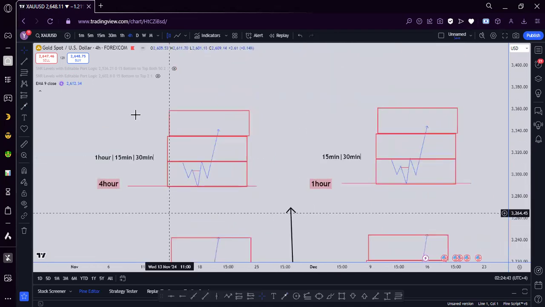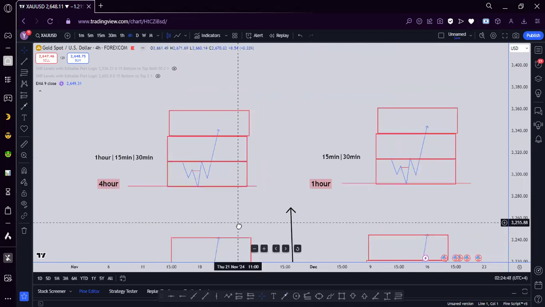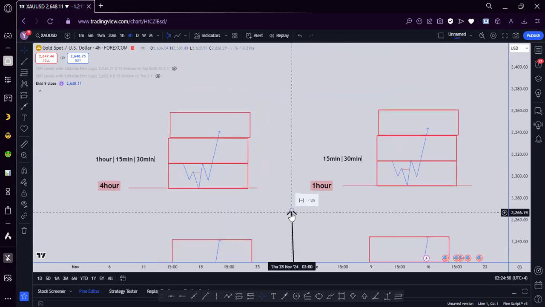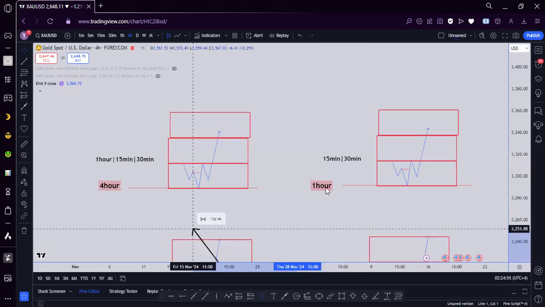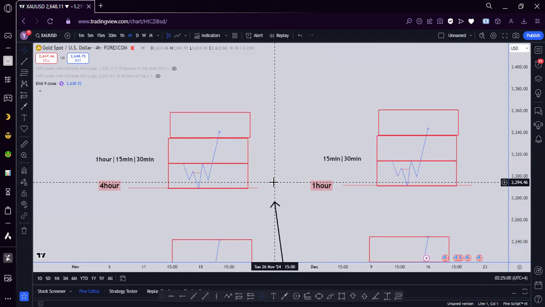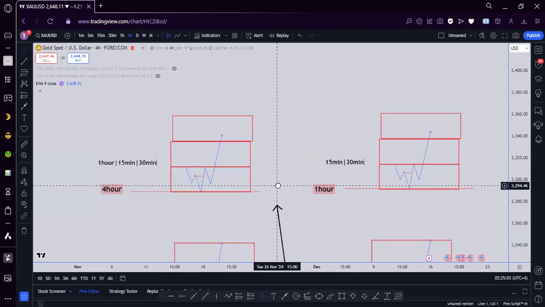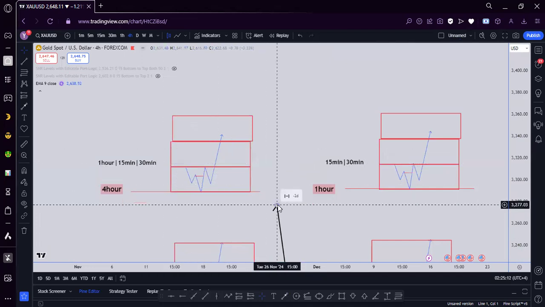For the mini classic storylines, I prefer to use only the 4-hour and the 1-hour mini classic storylines, for better results and high win rate setups. I will show you how to use these mini classic storylines for beautiful, high win rate setups.